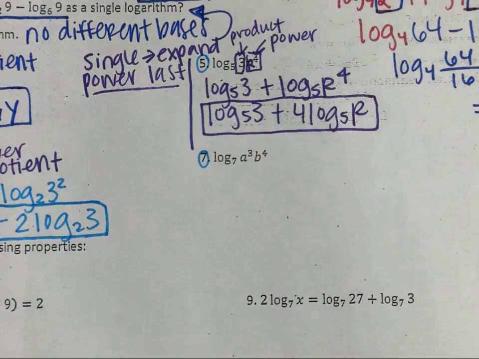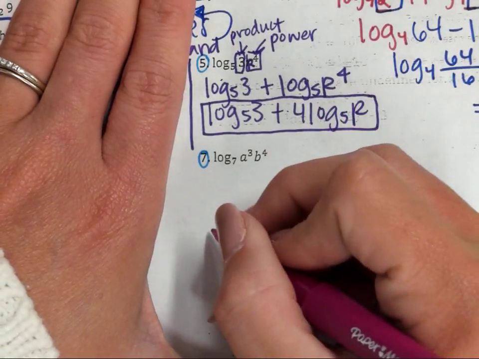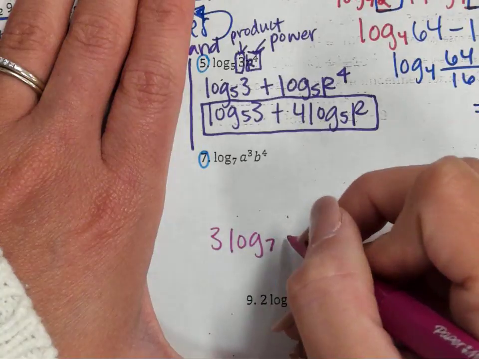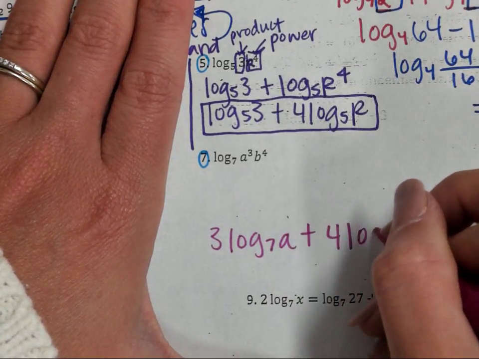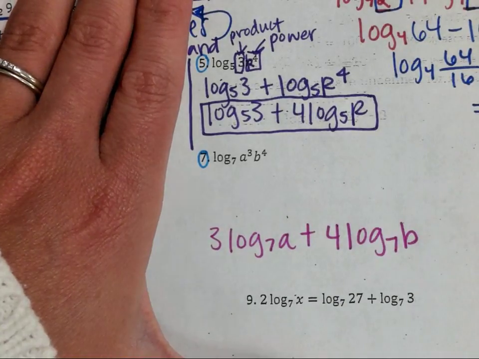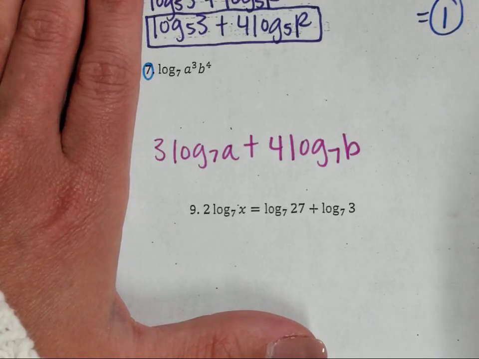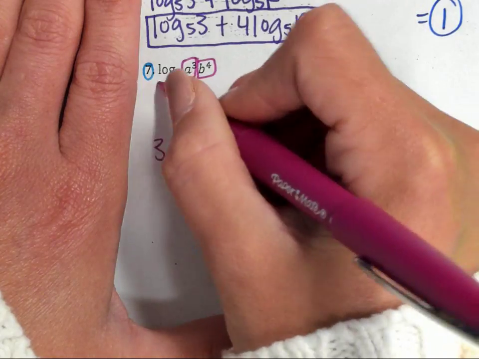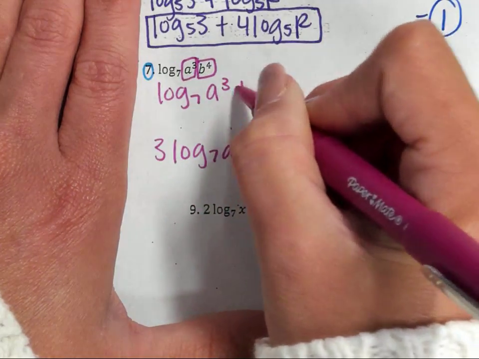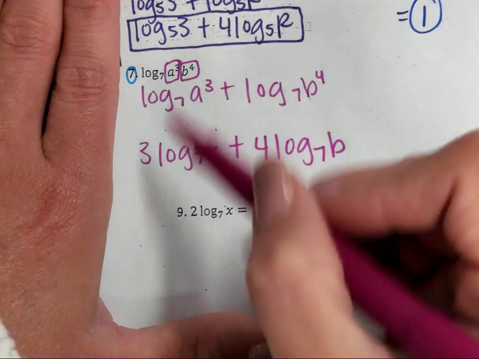Who wants to help me with the next one? Somebody tell me their final answer. This is correct. Do I need to go over this one? Yes, I can. Alright, we're going to do product property first. I'll go through it quickly. So it's log 7a cubed plus log 7b to the 4th. And then all you do from here is move the exponents out front.